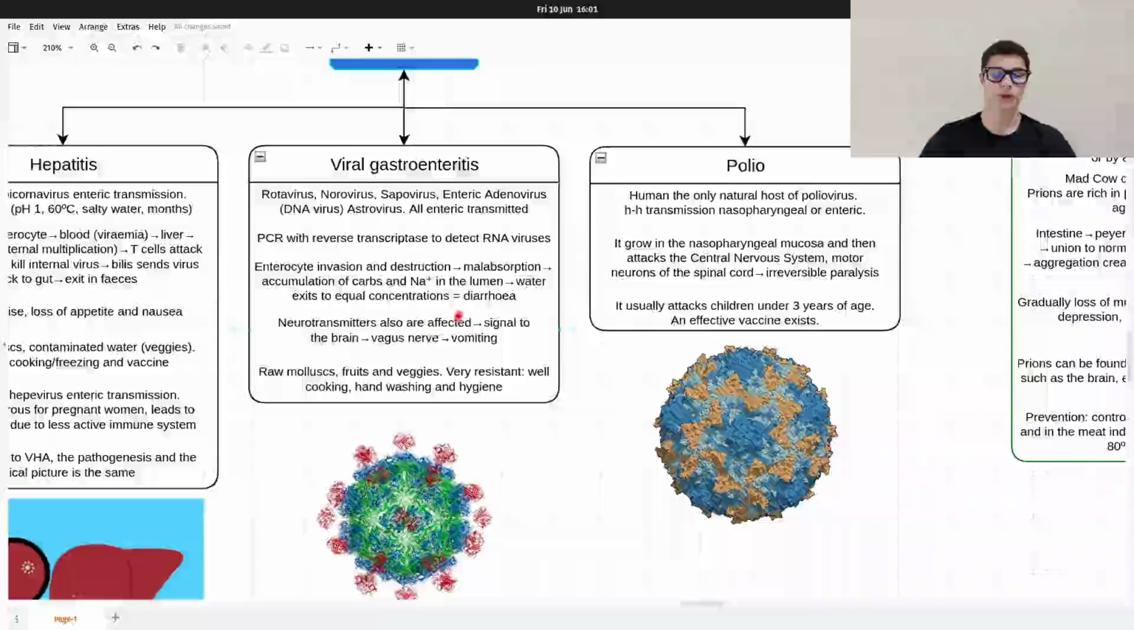Neurotransmitters are also affected by viral gastroenteritis, because the signal goes to the brain, which then uses the vagus nerve to send the signal to the stomach to contract, and that will cause vomiting. We find the virus in raw mollusks, fruits and veggies, and it's very resistant, so we need to cook it well and have good hygiene, especially hand washing.